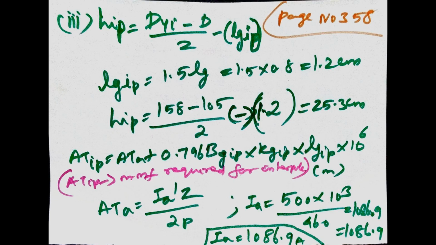Explained in theory classes. AT_a is equal to I_a dash Z divided by 2P. I_a is capacity divided by voltage. Putting the required values, I_a is equal to 106.9 ampere.